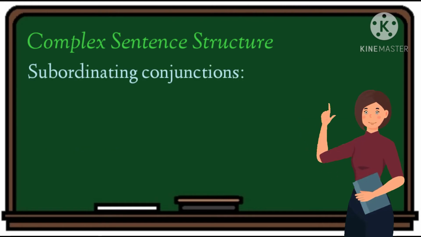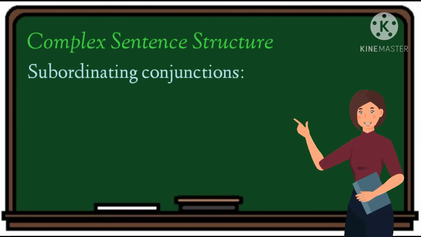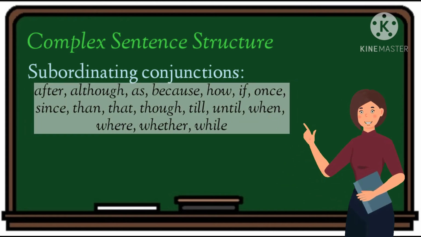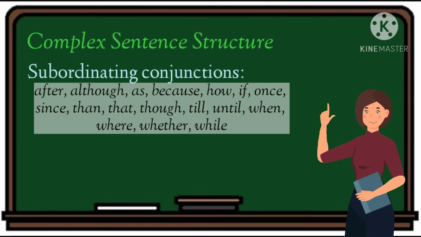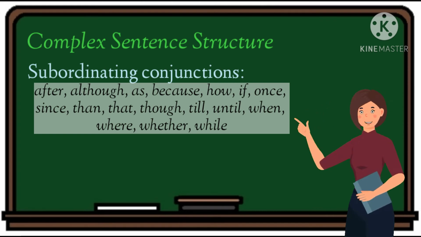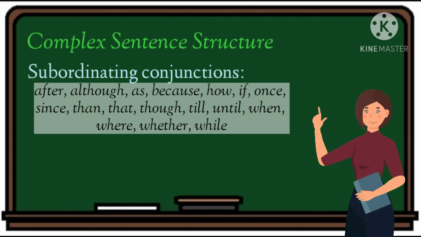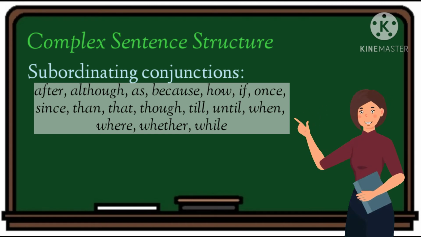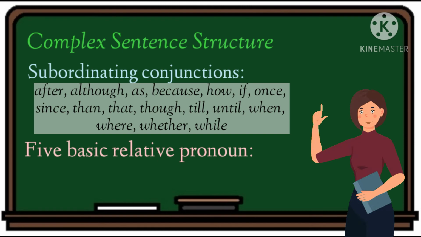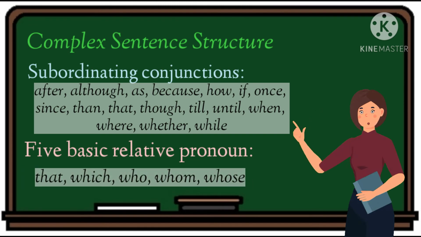When we say subordinating conjunctions, some examples of it are the words after, although, as, because, before, how, if, once, since, than, that, though, till, until, when, where, whether, and while. Moreover, here are the 5 basic relative pronouns: that, which, who, whom, and whose.